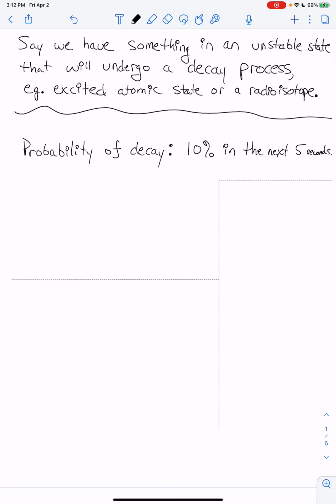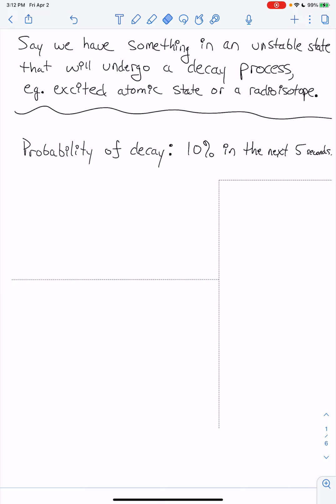Let's say that we have something that's in an unstable state that will undergo a decay process. For example, we might have an excited atomic state, an excited electron, that is going to drop back down to the ground state and release a photon. Or maybe we have a radioisotope that's undergoing a decay process. Okay, let's take a look at that.